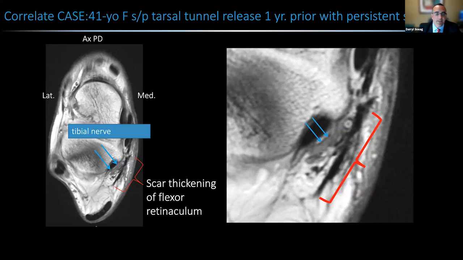So while tarsal tunnel syndrome is a commonly described entity, in my experience it is extremely rare to see a ganglion cyst. I only have 1 or 2 such cases. But patients will go for tarsal tunnel surgery, and then if they return with symptoms, you want to look for any scar in that region that might explain recurrent symptoms.